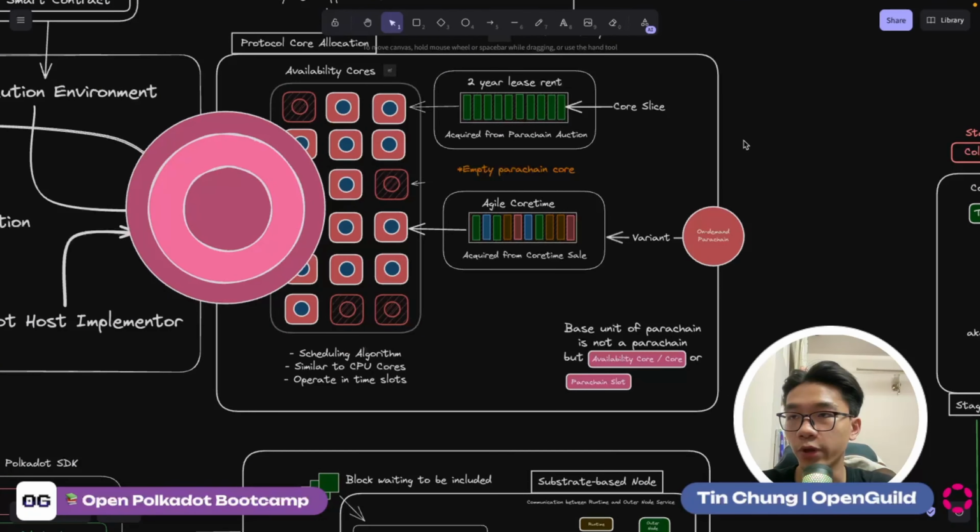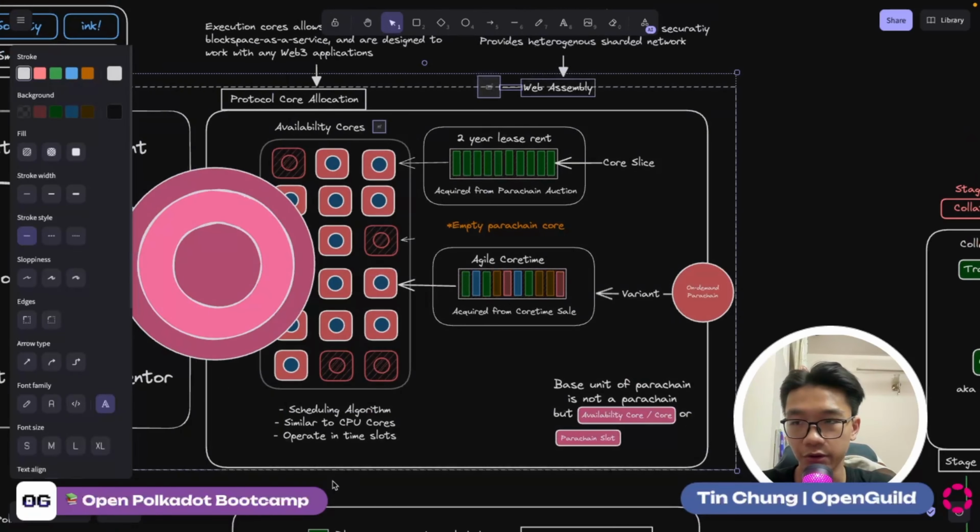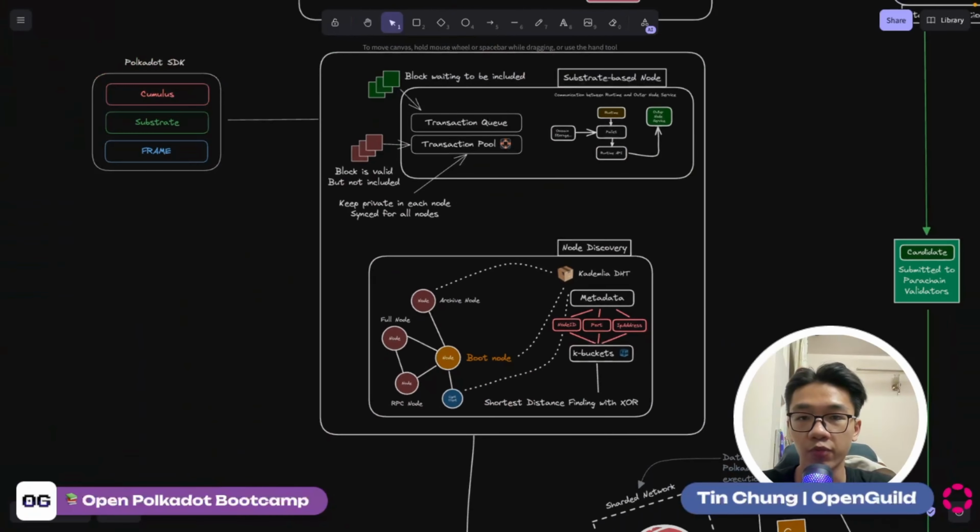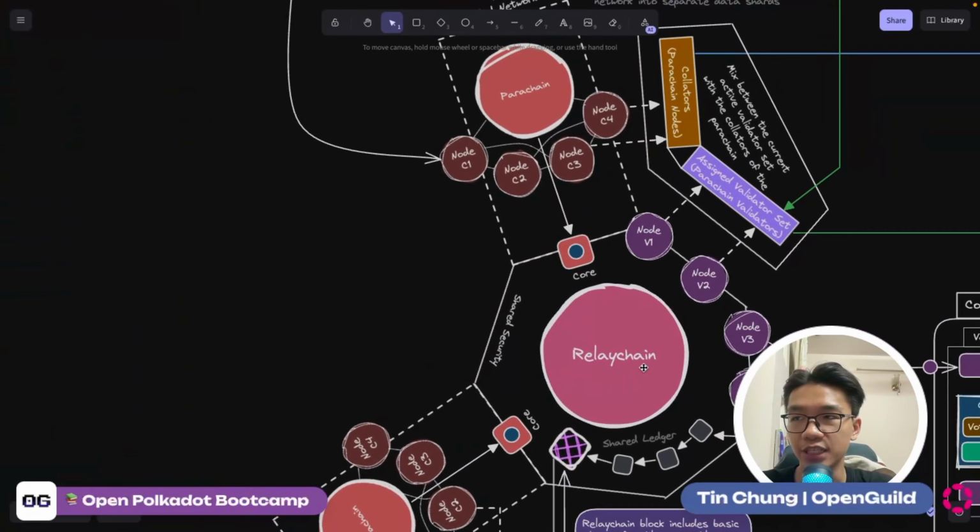Okay, so we're gonna keep this core section for later, not for now. And now we move back to the relay chain.